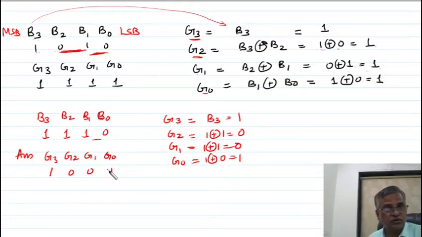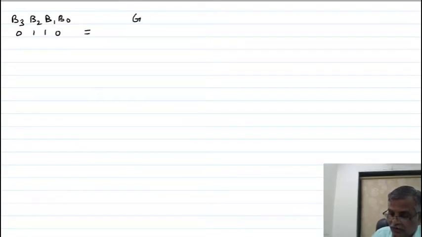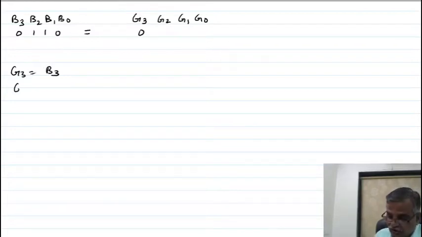So I'll show it now. Suppose someone says I want to convert B3, B2, B1, B0, and I am taking this binary number. I want to convert it correspondingly. So G3 is nothing but B3, so I am writing 0. G2 is nothing but the exclusive OR function of B3 and B2. So B3 and B2 is 0 exclusive 1, so it is your 1.